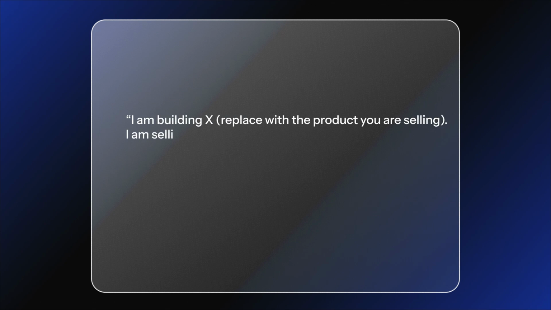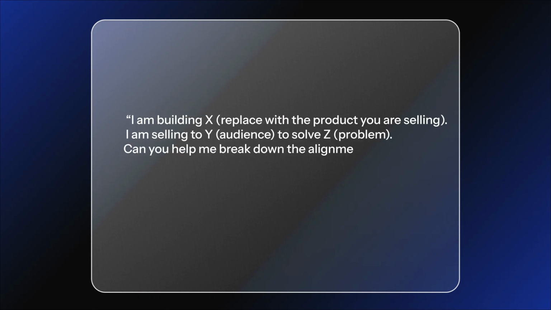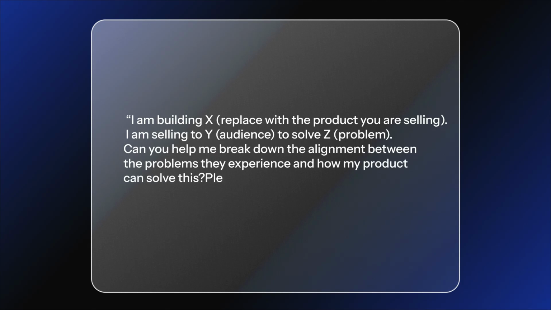I am building X, and then just replace that with the product you're selling. I am selling to Y, so the ideal customer profile that we just defined, to solve Z, the problem that you are experiencing. Can you help me break down the alignment between the problems they experience and how my product can solve this? Please find a way to communicate this in 50 to 70 characters.